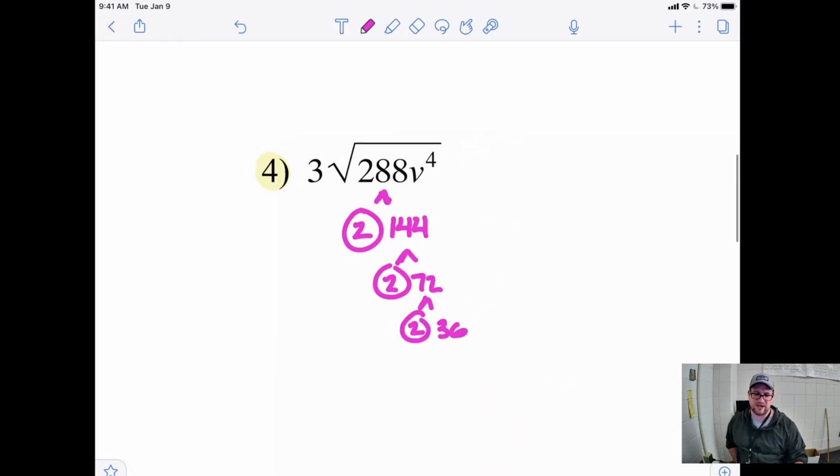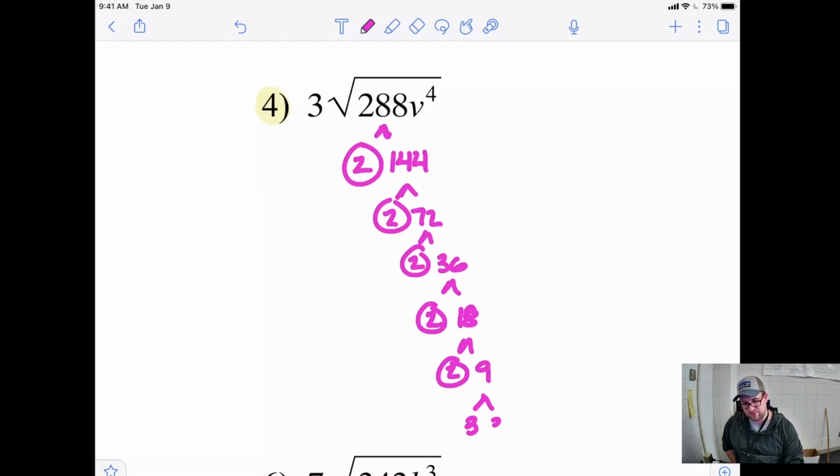Don't be afraid. If you're running out of room and I didn't give you enough, use a blank sheet of paper. Definitely an option. 36, that's going to be 2 and, oh my gosh, 18. 18 is going to be what? 2 and 9. 9 happens to be 3 and 3. Just like that. Not so bad, right?